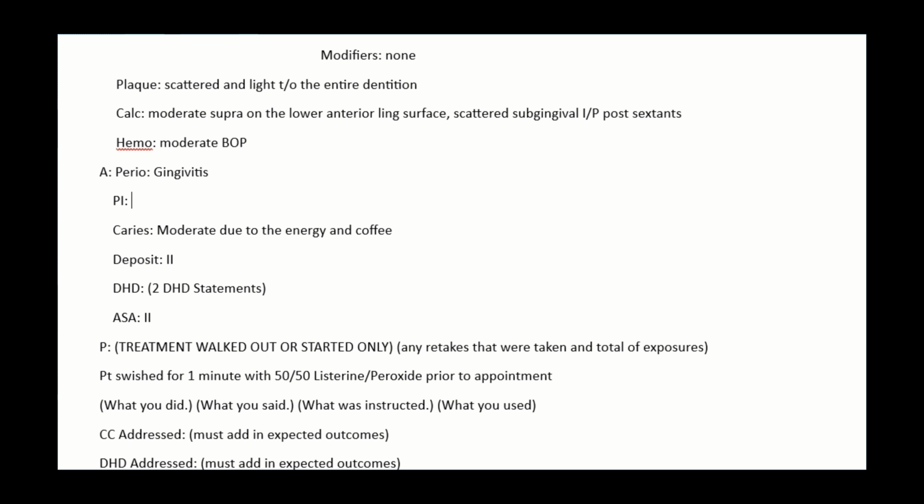Now, it would not make sense if my patient was like an 89% PI score, because if my patient was 89%, I would consider that more heavy plaque. So I'm going to say my patient has like 23%, which would make sense to me, because that would be considered light and scattered in my opinion.